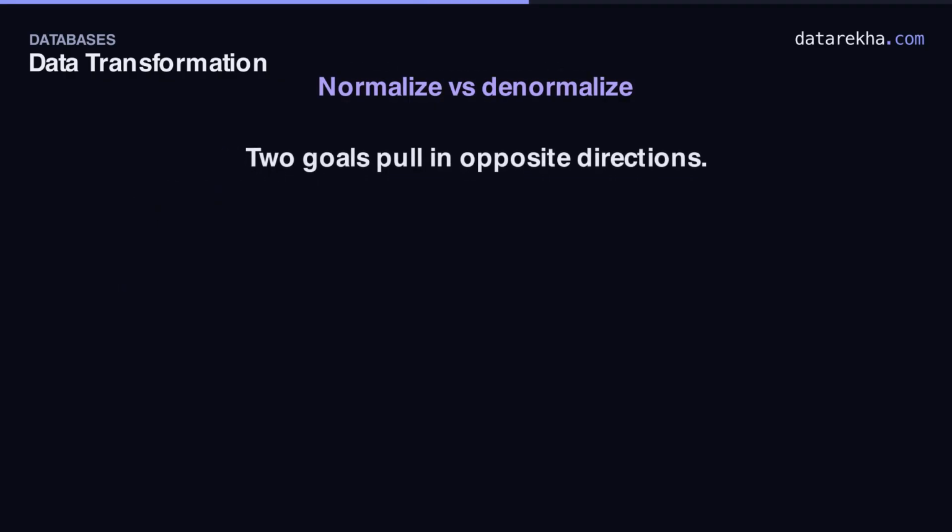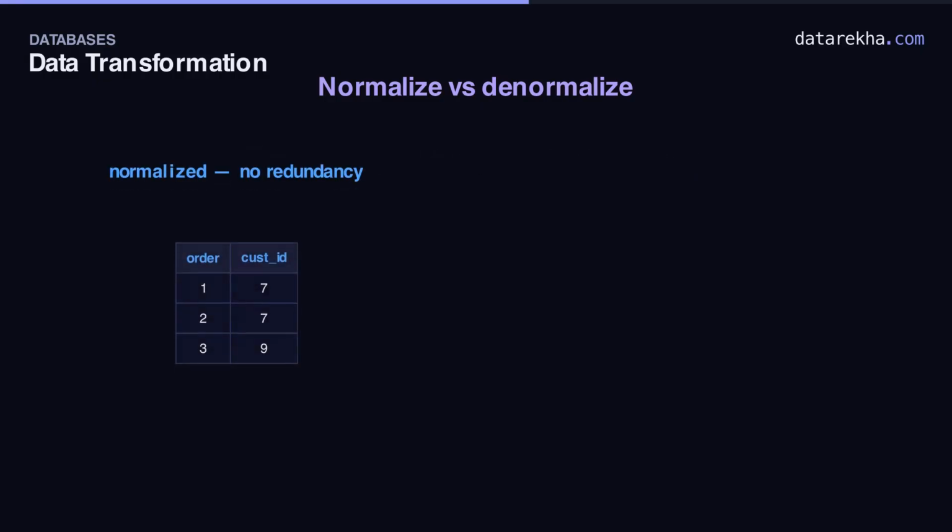Here's a tension at the center of data engineering. The shape that's best for recording data is the opposite of the shape that's best for analyzing it. On the left, the normalized shape from the transactional world. Facts are split across small linked tables. Orders here, customers there. So no fact is ever stored twice. Change Asha's city once in one place. Perfect for fast, safe writes.